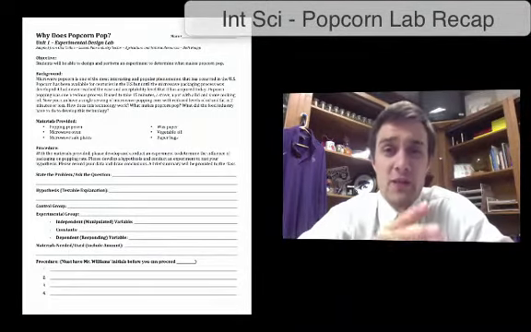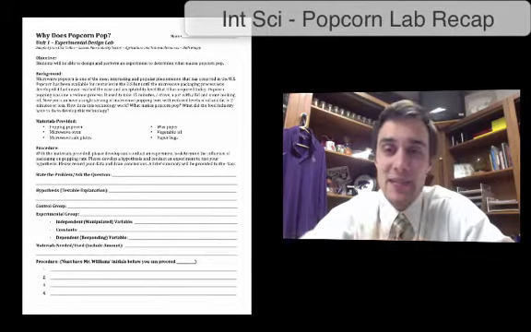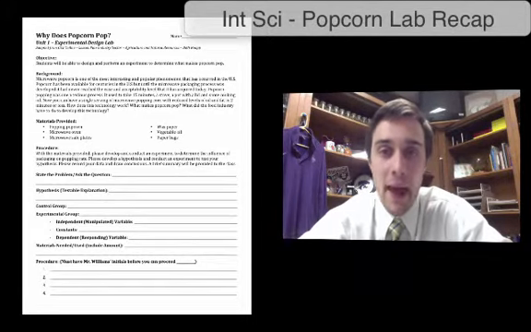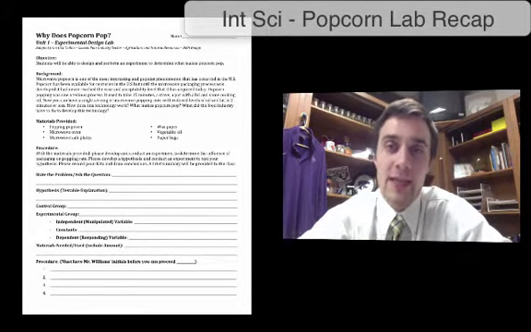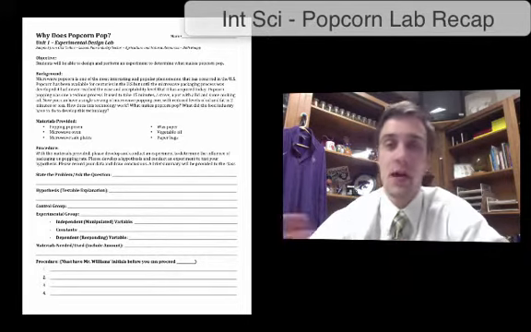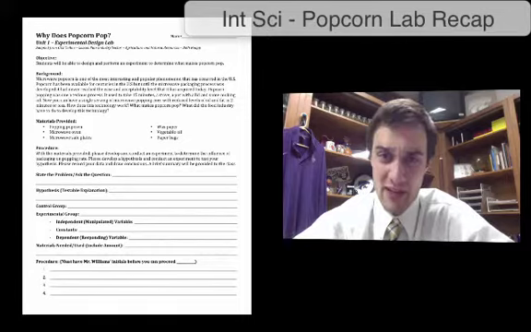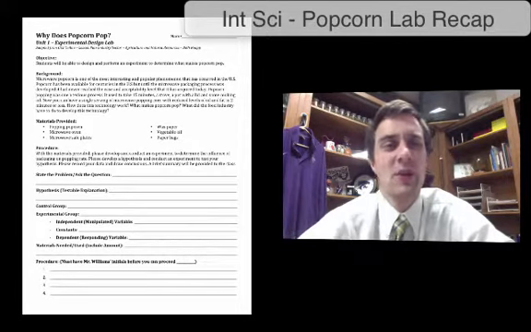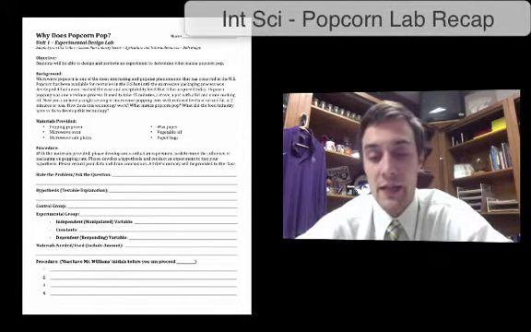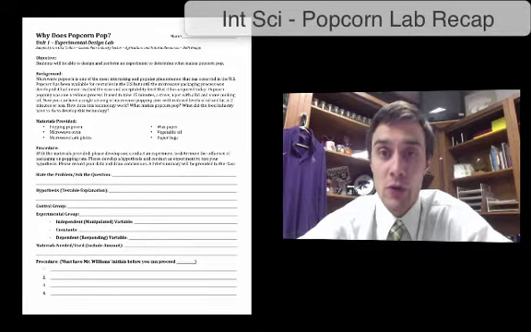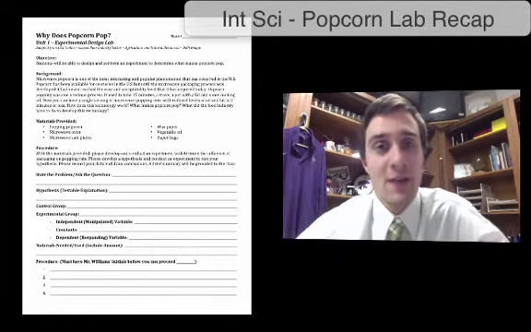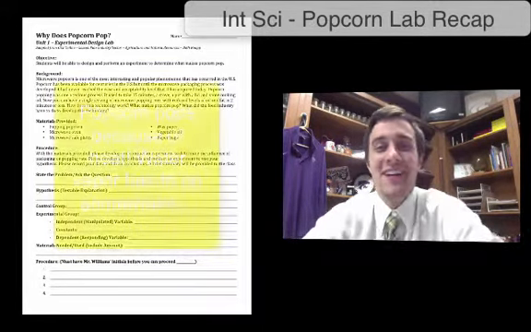Our major objective for this lab is to design an experiment that tests the influence of packaging on popping rate. That's our major question. I know at the top of the paper that it says, why does popcorn pop? We already know that. That's something that we can easily research and figure out the answer to if we don't already know it. I'm not going to give you the answer. Go find the answer.